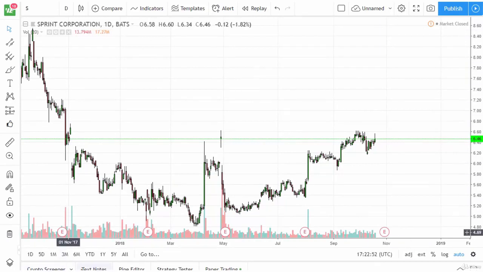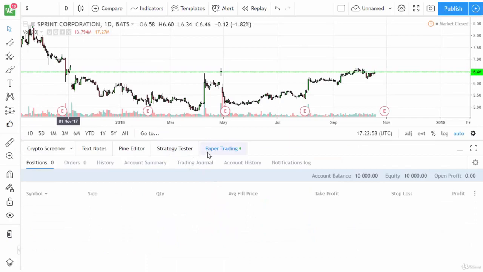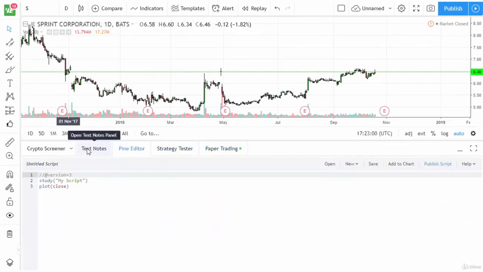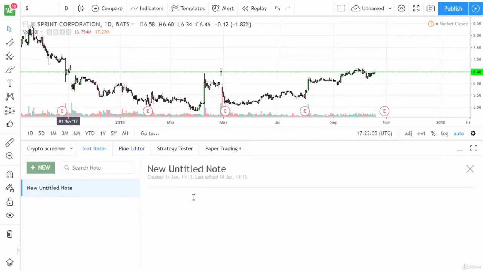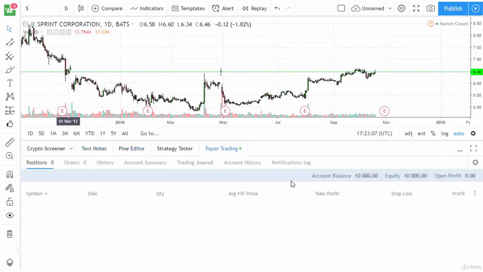You just go down to the bottom, and there's a panel here that if you click on paper trading or strategy tester or whatever, the editors, you can do coding, if you know that. You can write notes. But the paper trading pulls up, and it starts out with an account of $10,000. Now, if you don't have a paper trading account, there's a tab here, and it'll ask you, what broker do you wish to use? And you're looking for paper trading by TradingView. It's a practice account. There's no cost involved.